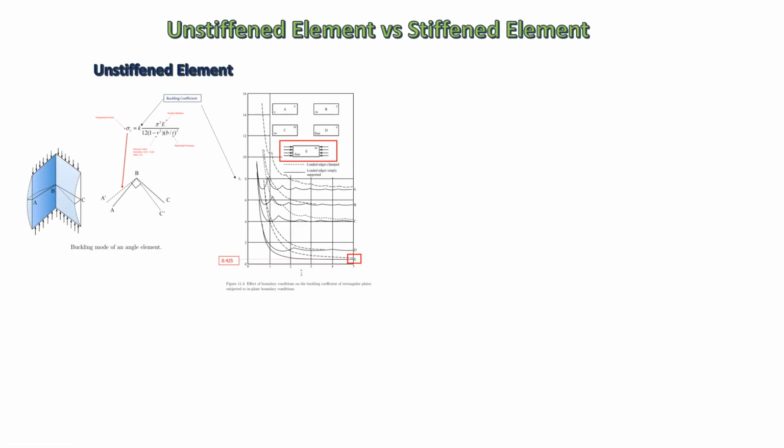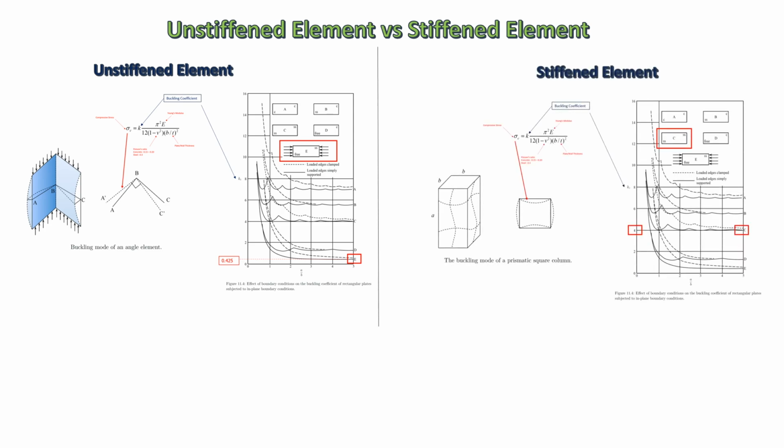The angle element or flange of the H-shape section are called an unstiffened element. The element of the box section or web of the H-shape section are called a stiffened element. According to theory, providing the same dimension of plate or wall element, the elastic buckling strength of the stiffened element is almost 10 times higher than that of the unstiffened element.